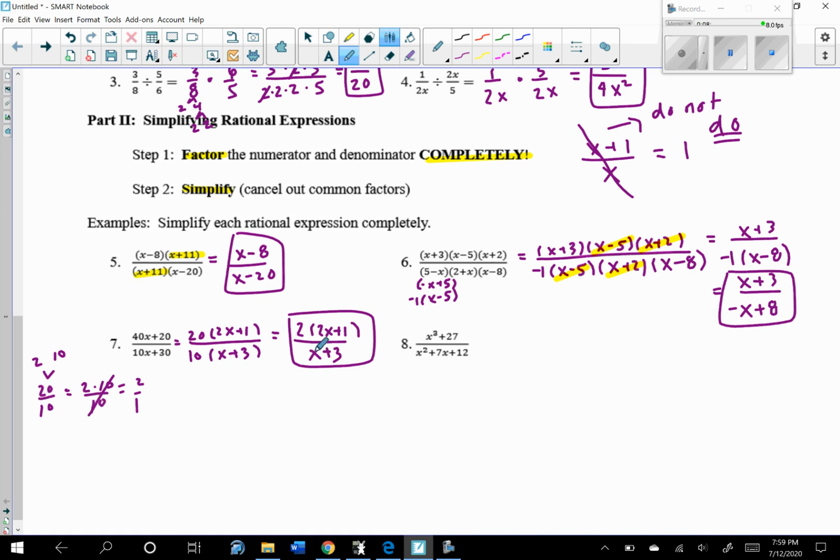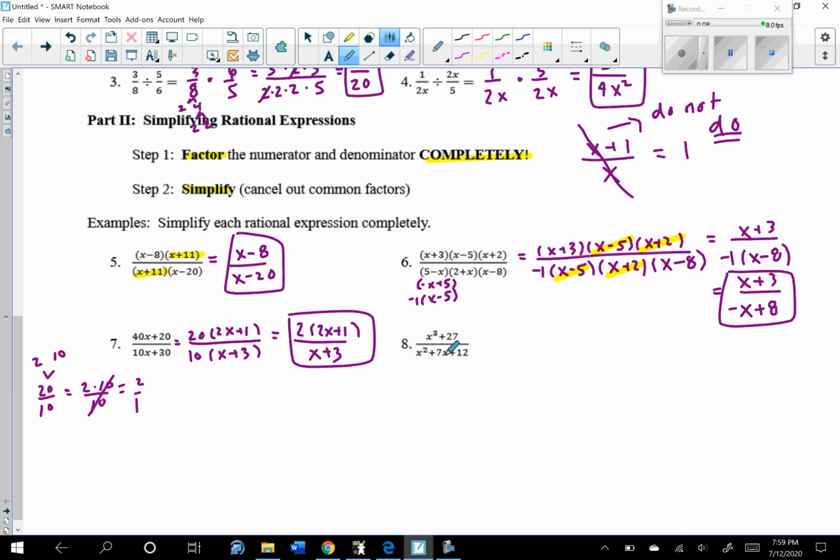Again, this is not completely simplified because technically you would multiply that 2 in the numerator, so it would be 4x plus 1. But for right now, if you want to leave it in factored form, that's fine. Or if you want to multiply it out, that's okay too. It just would take you a little bit longer.